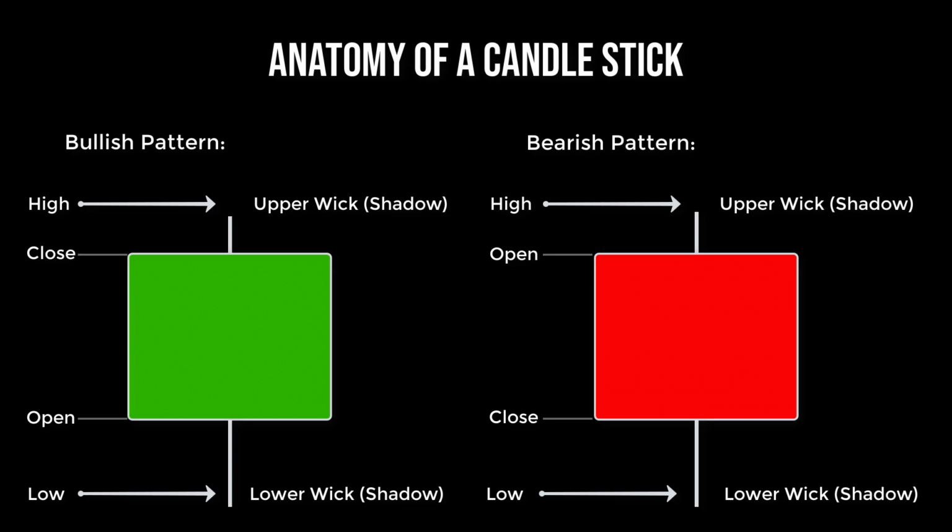Bodies and wicks can be as long or as short as needed, and can represent anywhere between a 1-minute time period to days, months, or years. It's not uncommon for wicks to be longer than the body. Remember, the wicks represent the highest and lowest points the price has reached, while the body represents the opening and closing range of the price action.